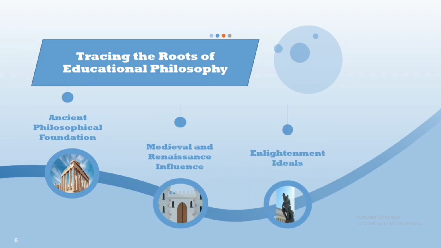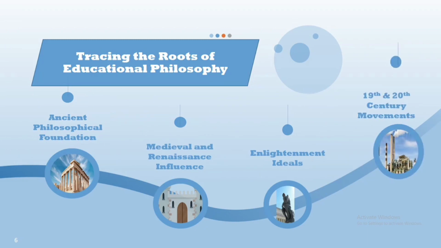Enlightenment thinkers such as John Locke, Jean-Jacques Rousseau, and Immanuel Kant contributed significantly to educational philosophy. Locke, in Some Thoughts Concerning Education, advocated for a science-based, empirical approach to education, while Rousseau's Emile emphasized natural education aligned with the child's developmental stages. The 19th century witnessed the emergence of educational movements like Essentialism and Progressivism. Essentialism, championed by William Bagley, stressed a core curriculum focused on essential knowledge, while Progressivism, influenced by John Dewey, emphasized experiential learning and student-centered education.